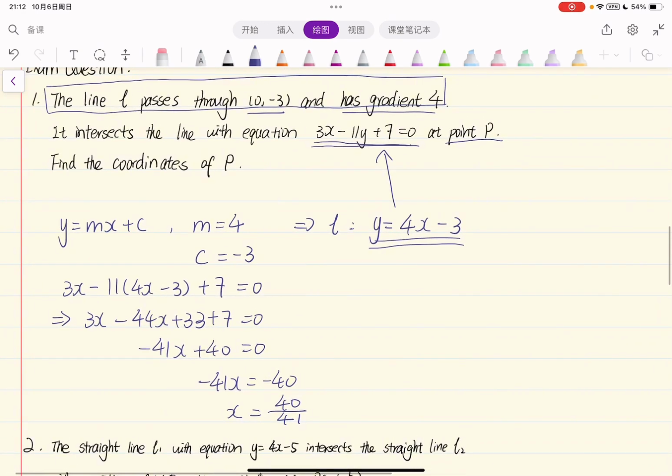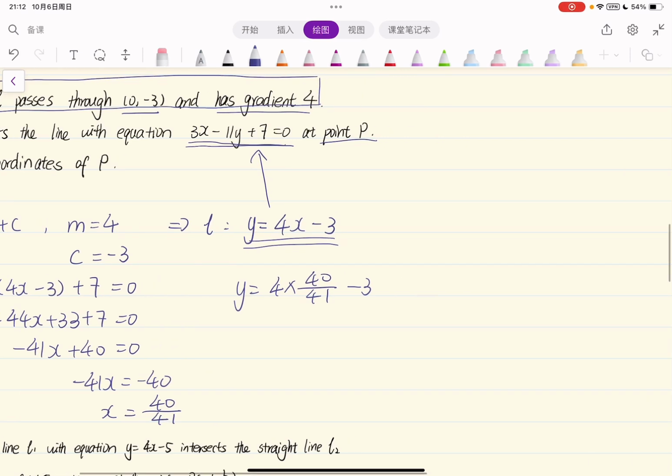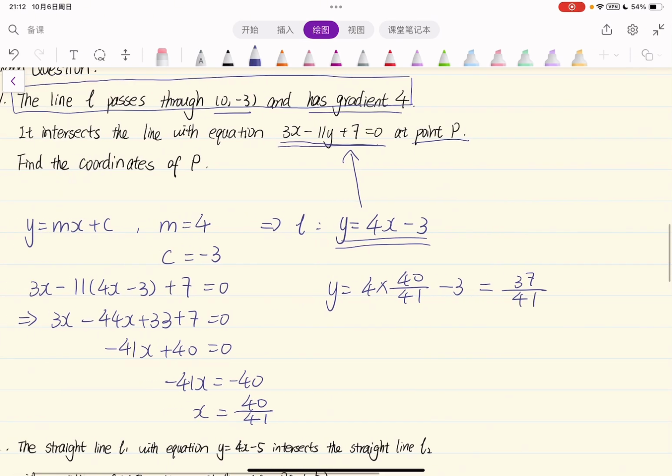We know the x coordinate of P, then we substitute it into y equals 4x minus 3. So y equals 4 times 40 over 41 minus 3. After calculating it, we have 37 over 41. So the point P is (40 over 41, 37 over 41).